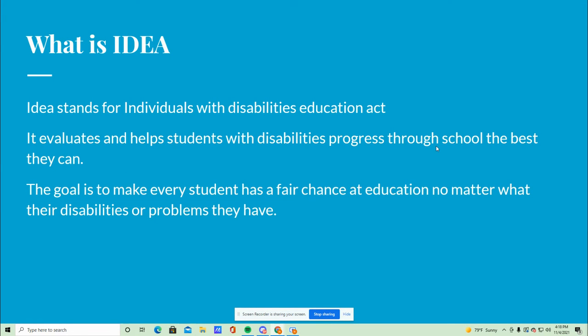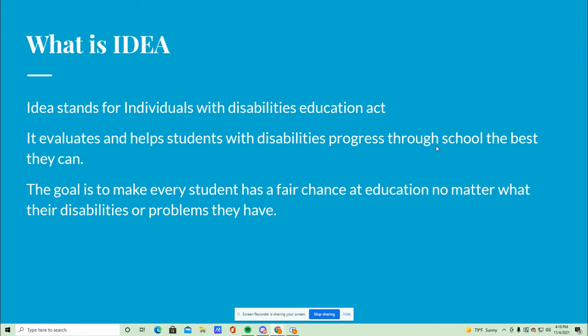I'll be talking about the IDEA. So, what is the IDEA? IDEA stands for Individuals with Disabilities Education Act. It is an act that was enacted in 1975. It actually was the Education Handicapped Act for all students. So, basically, anyone with a disability is now allowed to go to school with their needs being met.